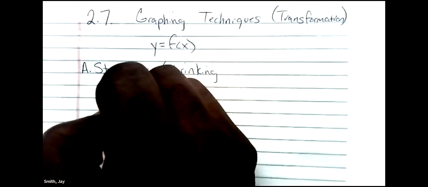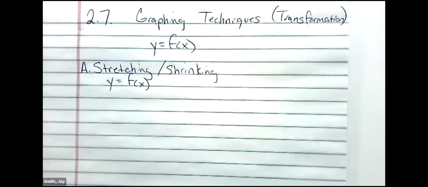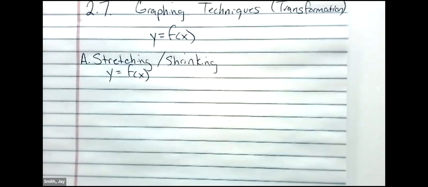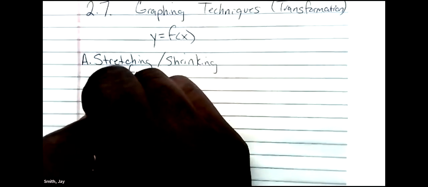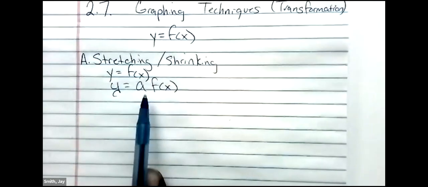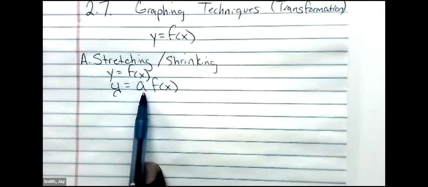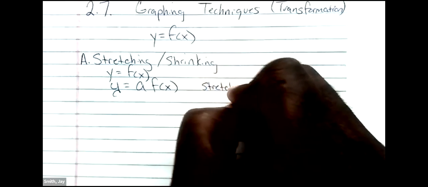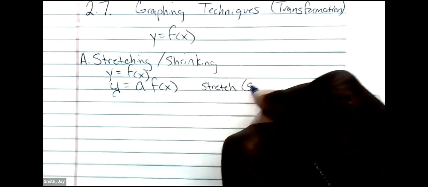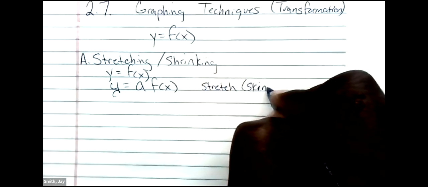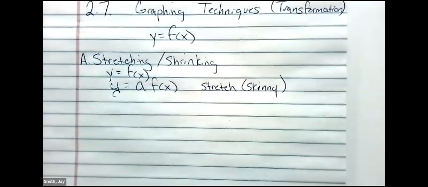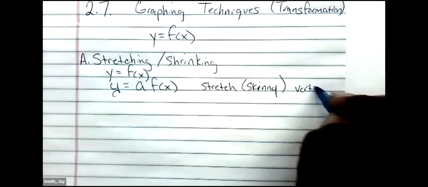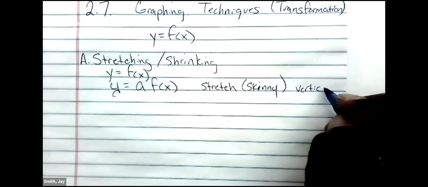So starting with the parent graph of y equals f of x, keep in mind this could be the absolute value graph, the square root of x graph, parabola, or y equals x squared, or y equals x cubed. If we're given a function, let's say y is equal to a times f of x, or there's some whole number a in front multiplying our parent graph, this is going to stretch our graph by a factor of a. Or the graph will look more skinny. And whenever we're talking about stretching and shrinking, we're referring to it vertically.